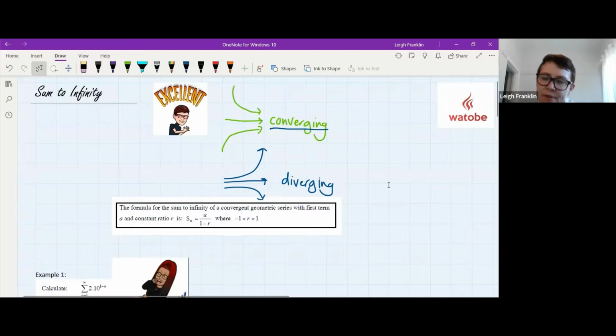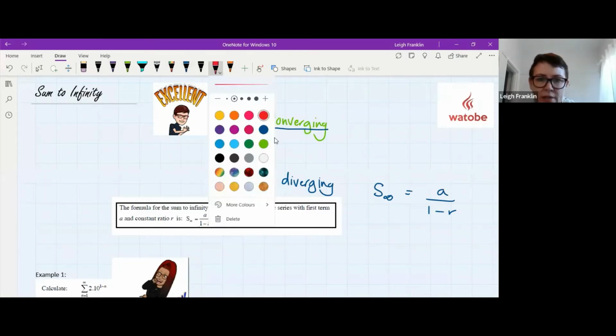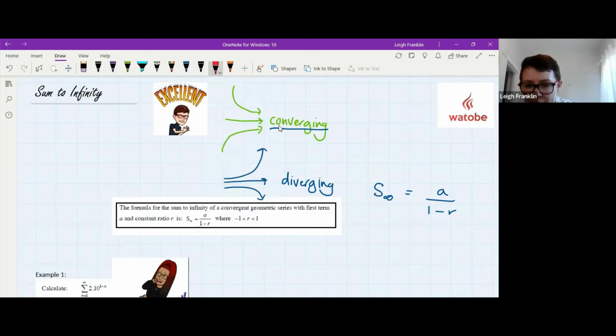All right, so sum to infinity has its own formula, and I've given it to you over here. So sum to infinity is equal to a over 1 minus r. A is our first term, r is our constant ratio, and there is a restriction on this. We can only calculate a sum to infinity if r, the common ratio, is bigger than -1 but smaller than 1. Any r value smaller than -1 or greater than 1 means that the series is diverging and not converging.